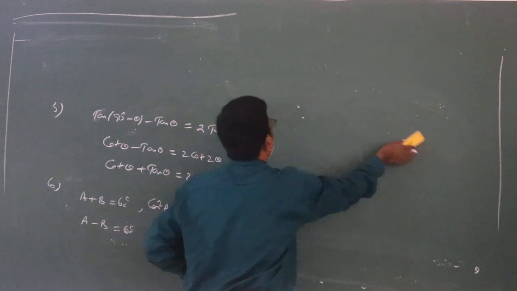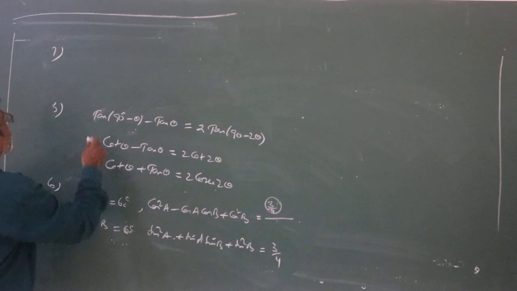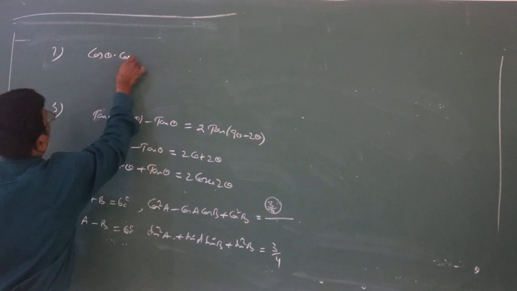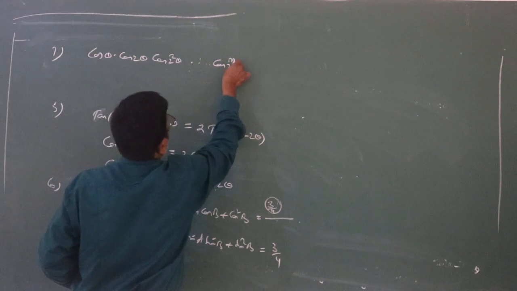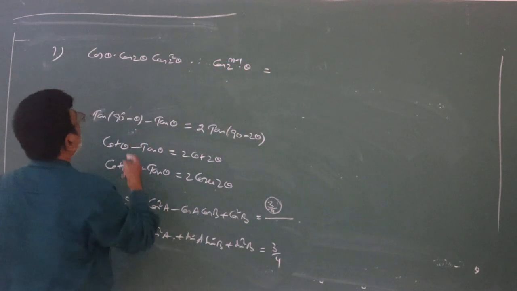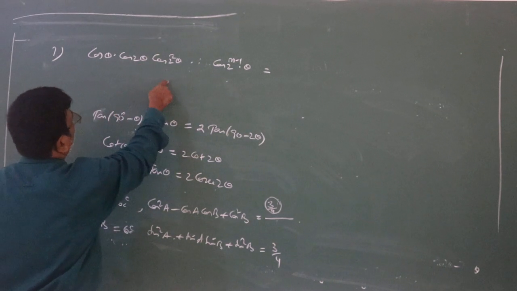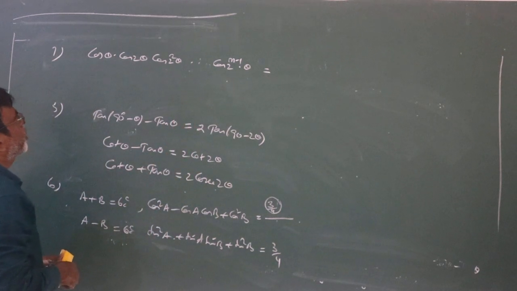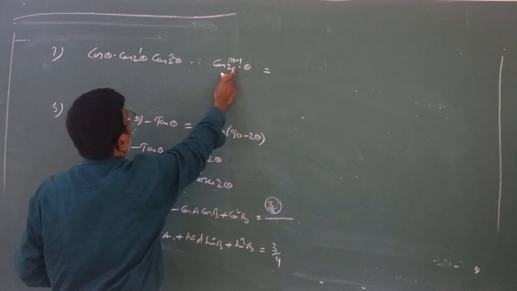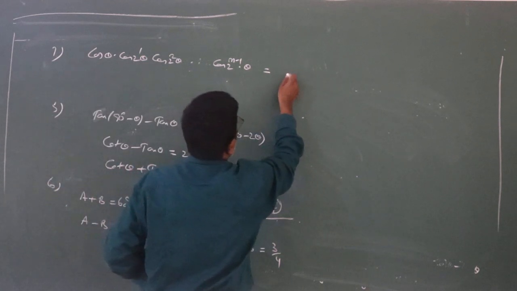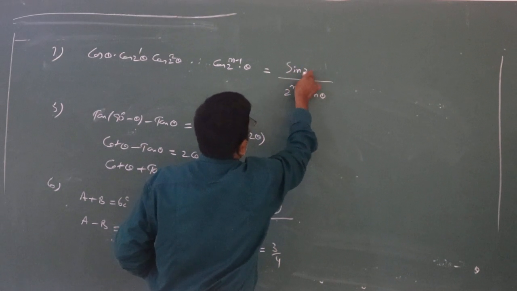Suppose, formula number 7 is like this. Suppose cos θ, cos 2θ, cos 2²θ, and so on, up to cos 2^(n−1)θ. How many terms are there? Remember that cos θ, cos 2θ, cos 2²θ, up to cos 2^(n−1)θ, that is n terms are there. How many terms? 1 to n − 1, and here one more term. It is nothing but sin 2^n θ over 2^n sin θ.